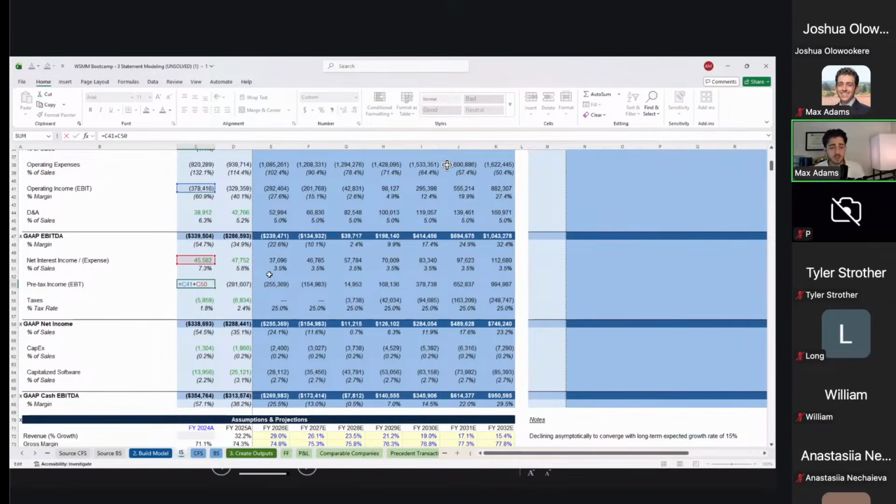And so in this case, the pre-tax income is going to be higher than the operating income. That's uncommon, but it is the case in this business. Gotcha. Okay. All right. Thank you.